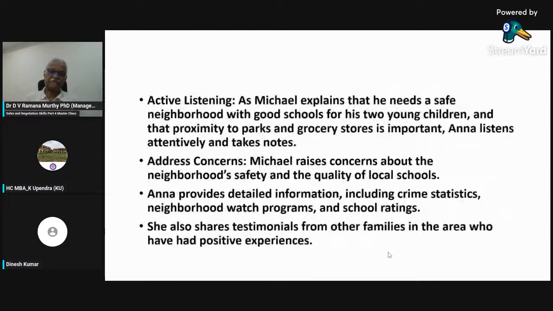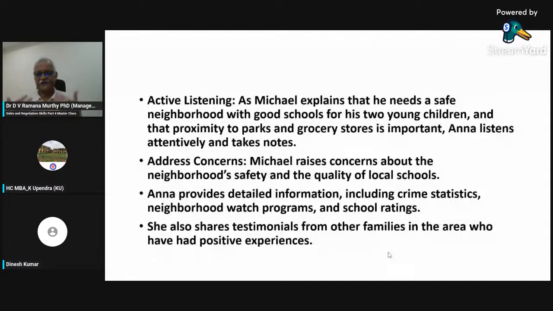Next comes, of course, active listening. Michael needs a safe neighborhood with good schools for his two young children, and proximity to parks and grocery stores is very important from Michael's point of view. Listen to him properly as a real estate agent. Anna listens attentively and takes notes.